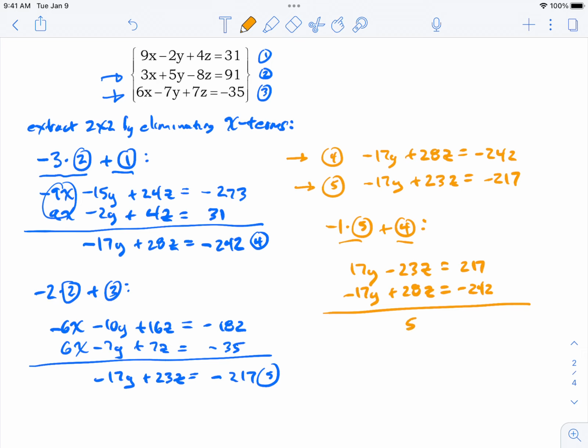Y goes poof. 5 times z equals, what is this now? Counting 17 to 42, 27, 37, oh, it's a 25. Cool. So it's a negative 25. Divide both sides by 5, and I love it when we get these nice answers, right? So z equals negative 5. Woohoo, we're making progress here.